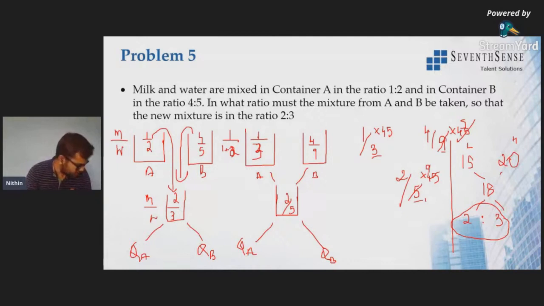Akanksha, check out your answer. It is not 4 is to 9. Pallavi, you also, please check your answer.